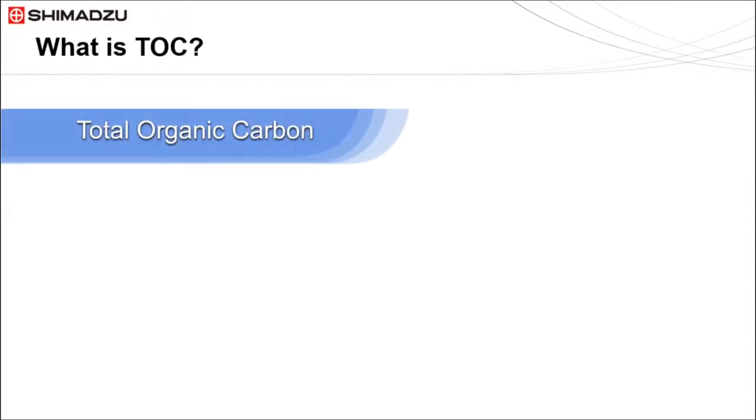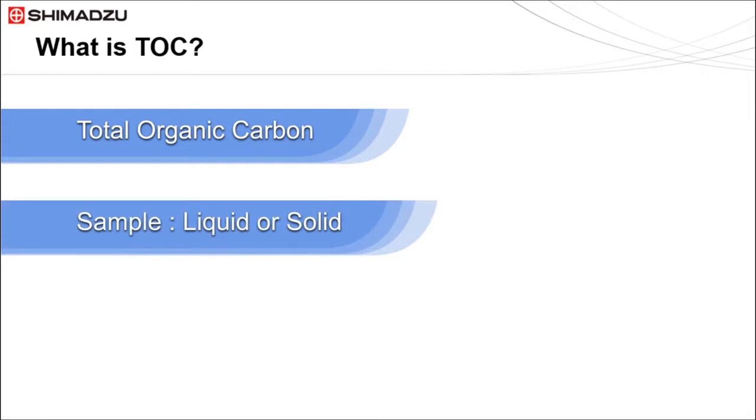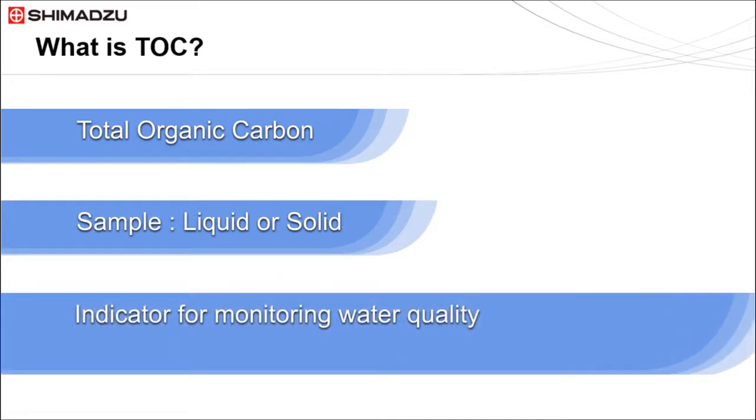TOC is short for total organic carbon, and as its name suggests, it is the total amount of organic carbon found in a sample. The sample tested could be a liquid or solid sample, but usually we would check TOC in liquid samples. Oftentimes, TOC is used as a simple indicator for monitoring water quality, where high TOC content indicates low water quality.